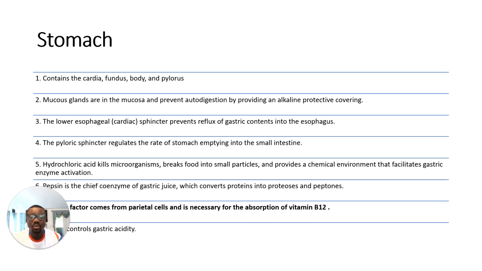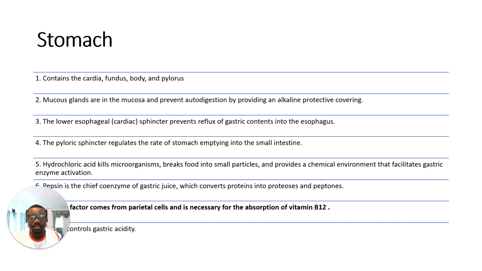Then at the lower end, you have the pyloric sphincter, which also helps to prevent food from coming back into the stomach. Then you have the hydrochloric acid, which is a gastric juice that kills bacteria or microbes that cannot survive within the environment of the GI tract. It helps to break down food into smaller particles and provides a chemical environment that facilitates gastric enzyme activation.